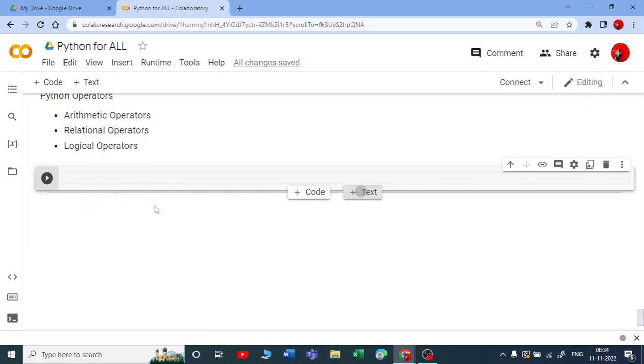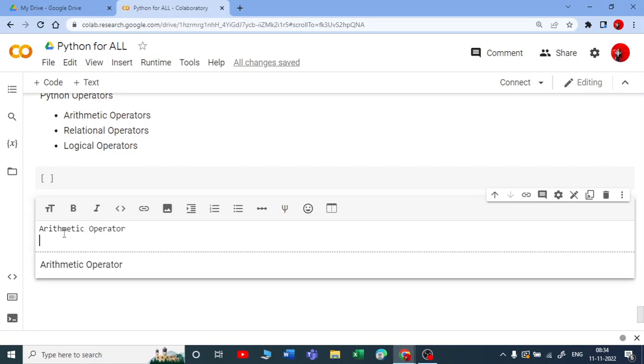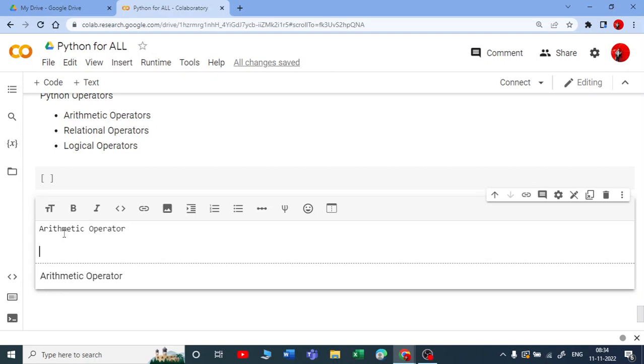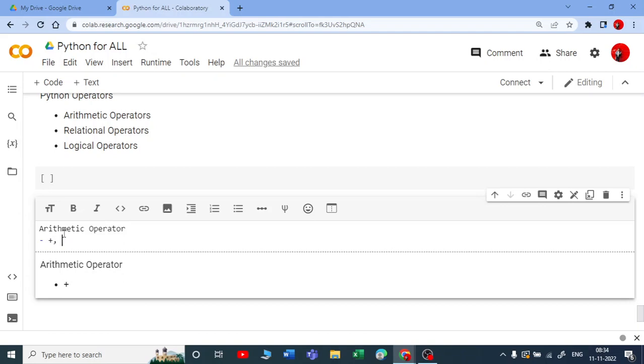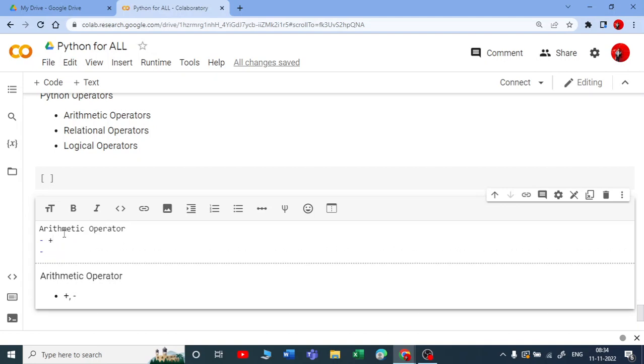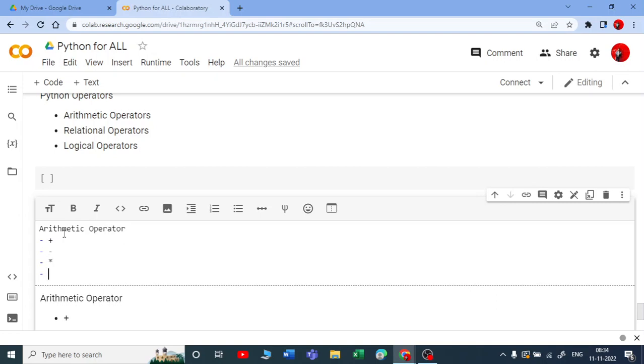So let me take a text again. Now let us begin with the arithmetic operator. When you're talking about arithmetic, if you want to do basic operations, like addition, subtraction, division. So let me put it this way. This operator is used for adding, this operator is used for subtraction, this operator is used for multiplication. It is also called a multiplication operator, and this operator is used for division.